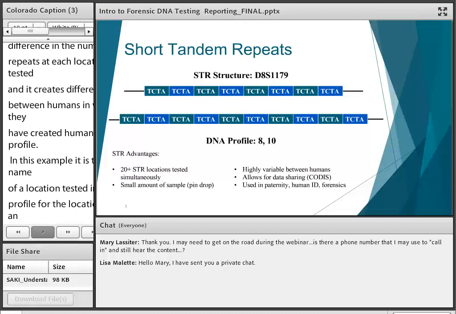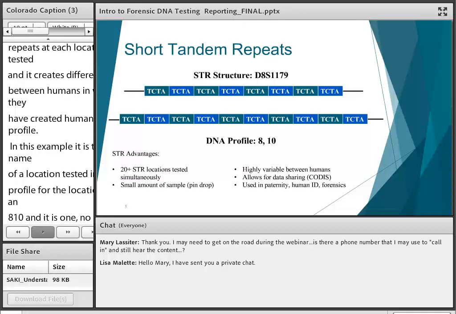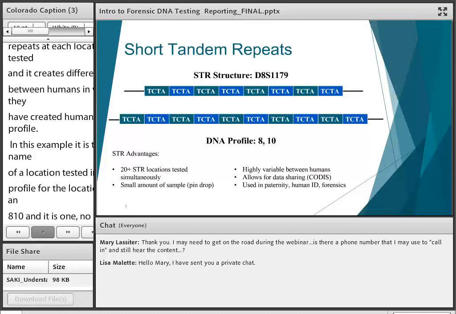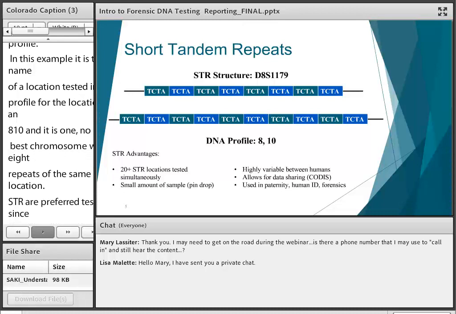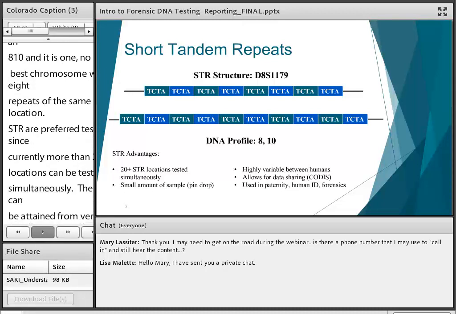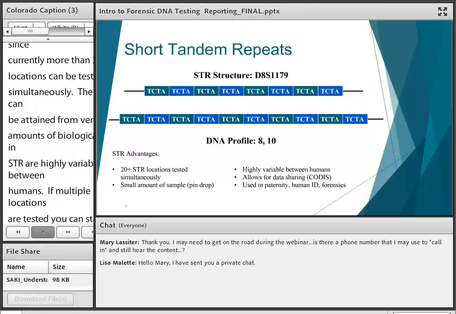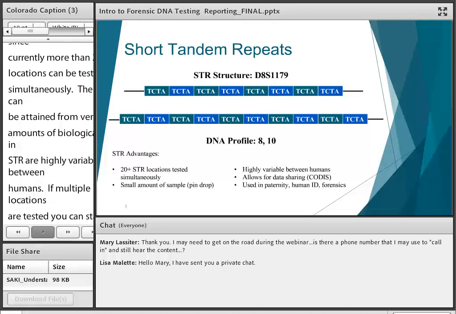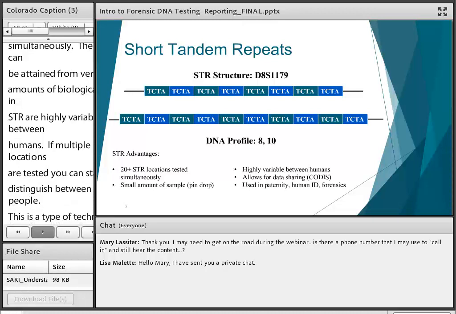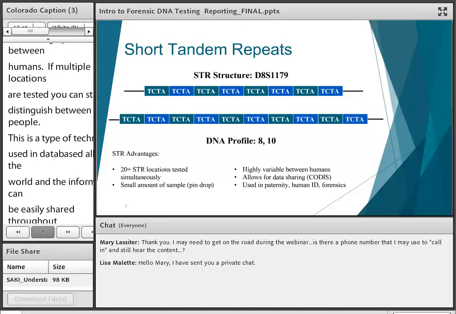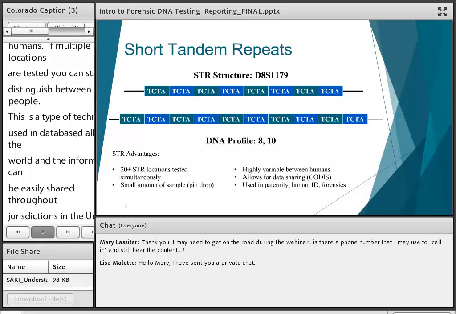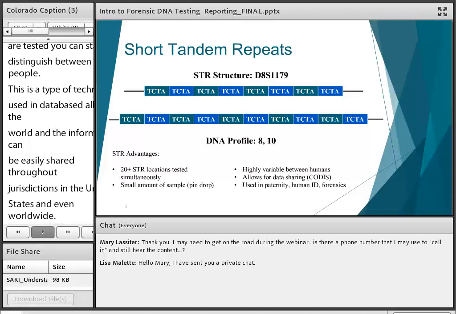STRs are a preferred method for testing since currently more than 20 locations can be tested simultaneously. The data can be obtained from very small amounts of biological fluid, and STRs are highly variable between humans. So if multiple locations are tested, we can start to distinguish between people. This is a type of technology that is used and databased all over the world. This information can be easily shared throughout jurisdictions in the United States and even worldwide. Because of this technology's flexibility and durability, it's used in paternity testing, human identification, and criminal forensics.